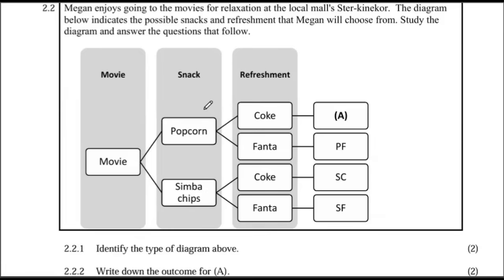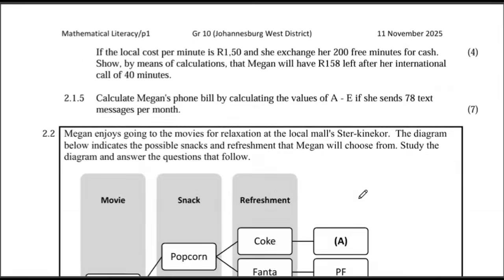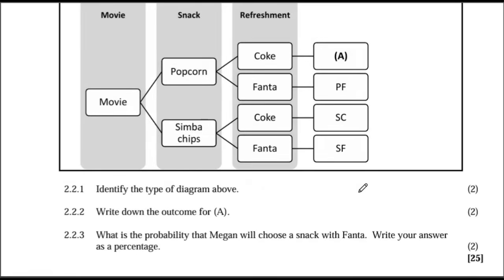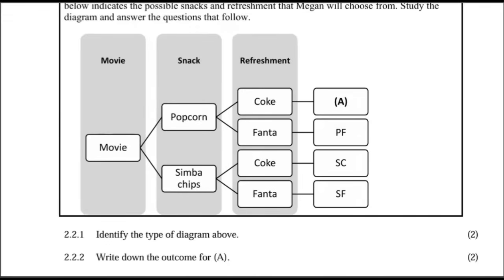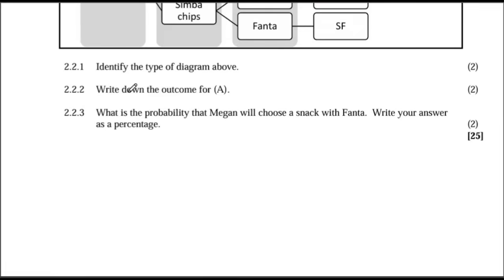Megan enjoys going to movies for relaxation at the local malls. The diagram below indicates the possible snacks and refreshments that Megan will choose from. Study the diagram and answer the questions that follow. Okay, we look at that diagram there. The questions are, identify the type of diagram above.